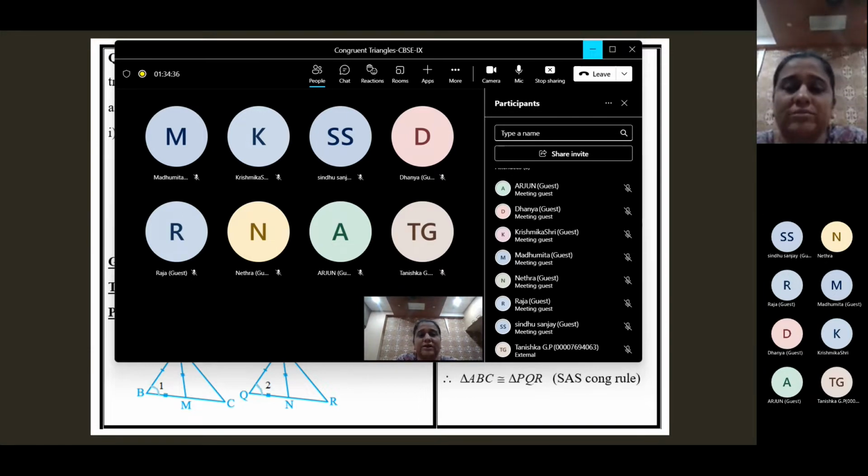I'll give you one day's time, that is Thursday. Saturday, we'll continue with the extra problems outside NCERT. So before that, you get your doubts clarified. All right. So with this, we finish congruent triangles from NCERT.